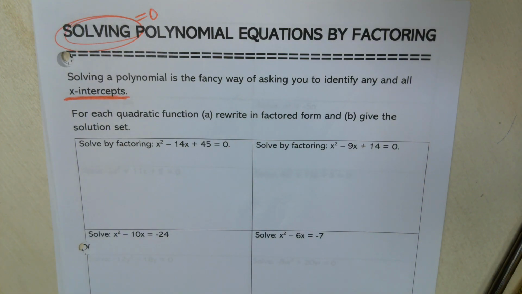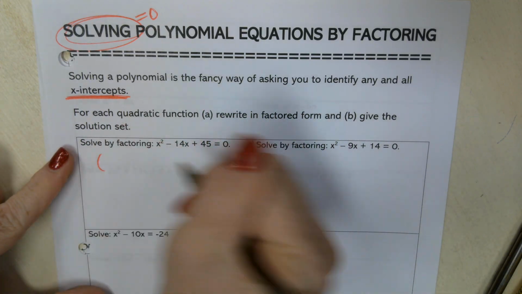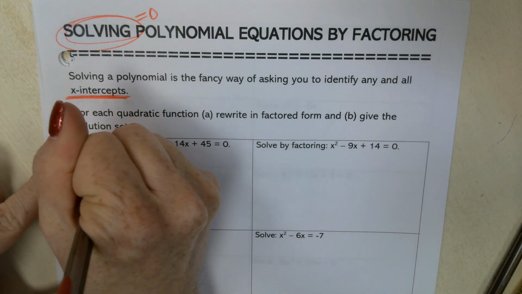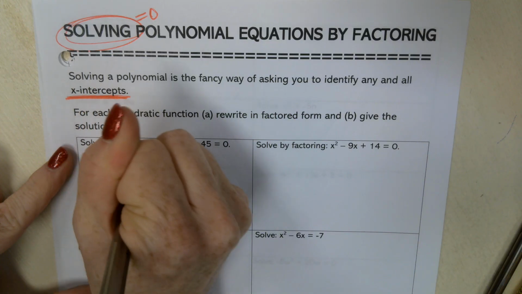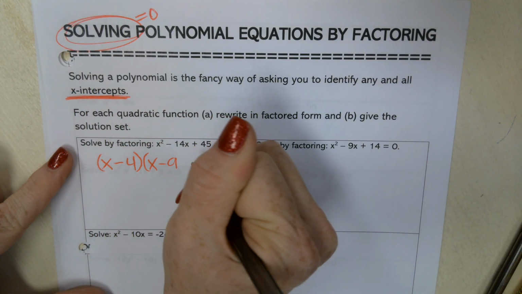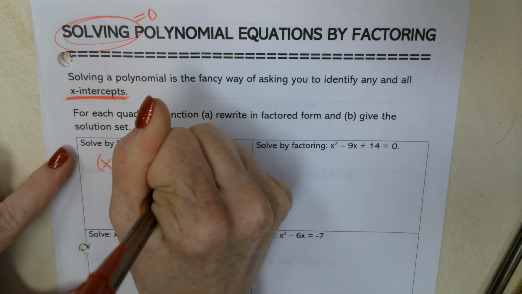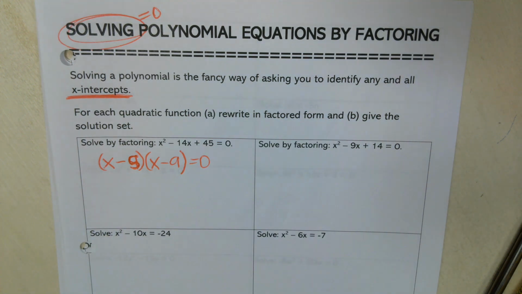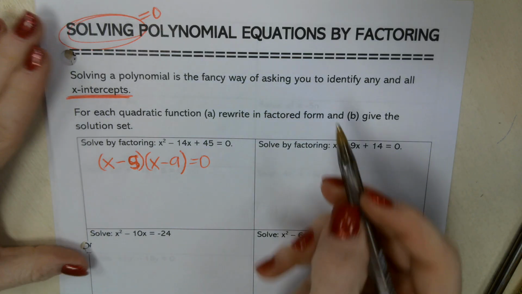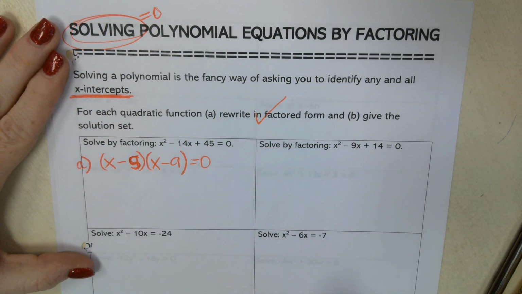Right here, I'm going to factor this. Now, the factors of 45 that add up to give me negative 14 are negative 4 and negative 9. No, negative 5 and negative 9. Sorry. Negative 5 and negative 9. That's how this factors. So I have rewritten it in factored form. This is part A.